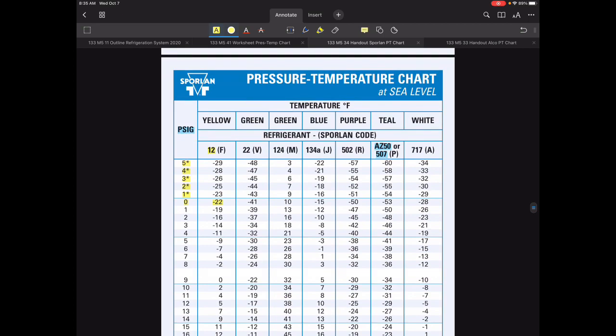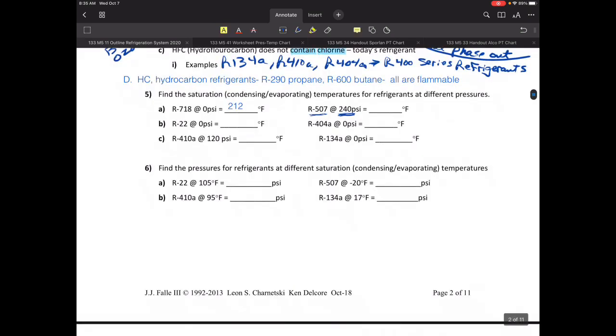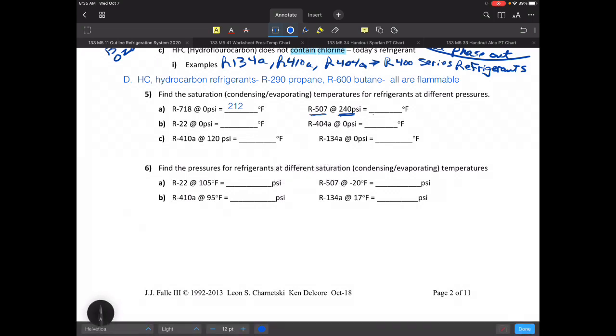Now, back to the module, and what we're going to do is list that in here. 507 should end up being... oh, where's my little chart here?